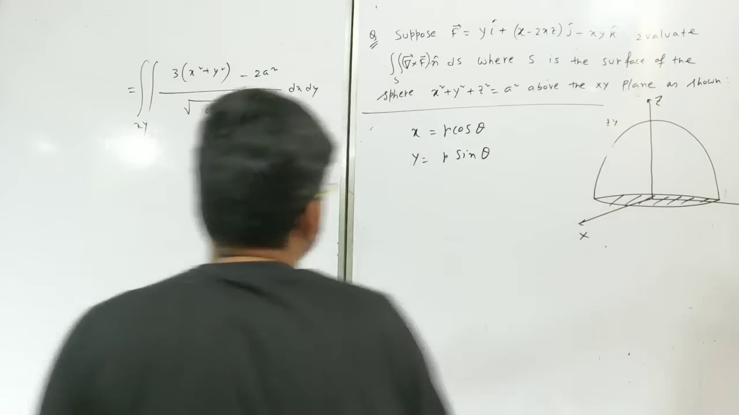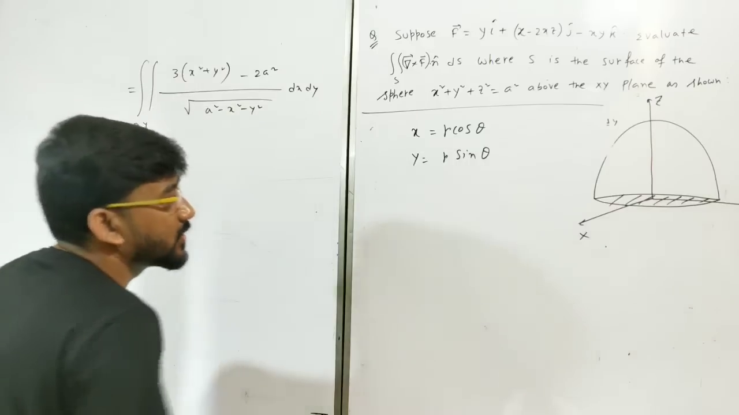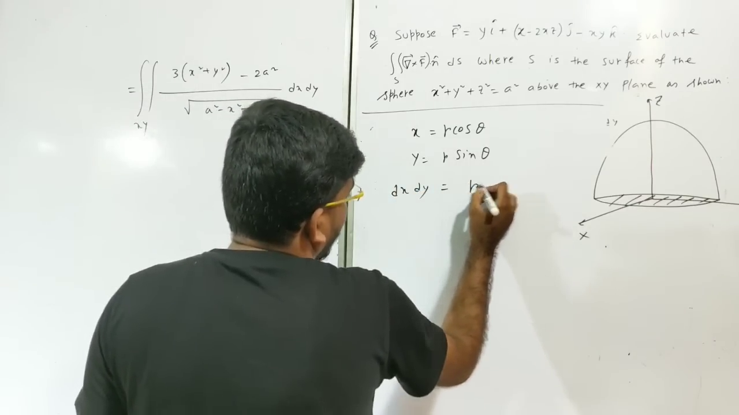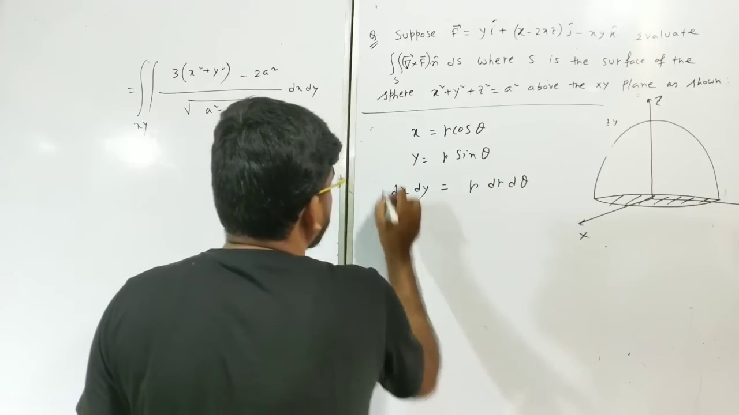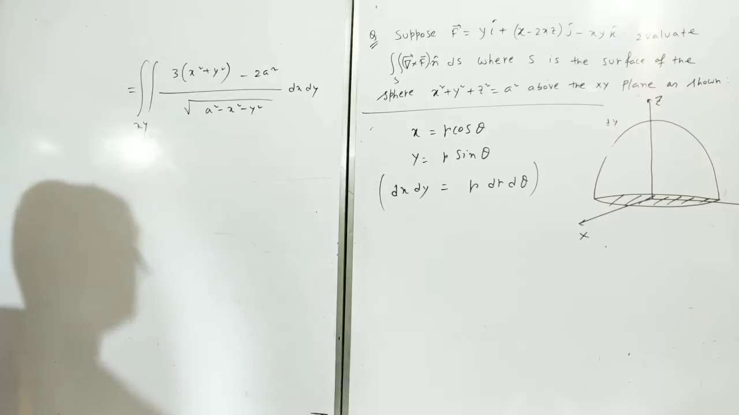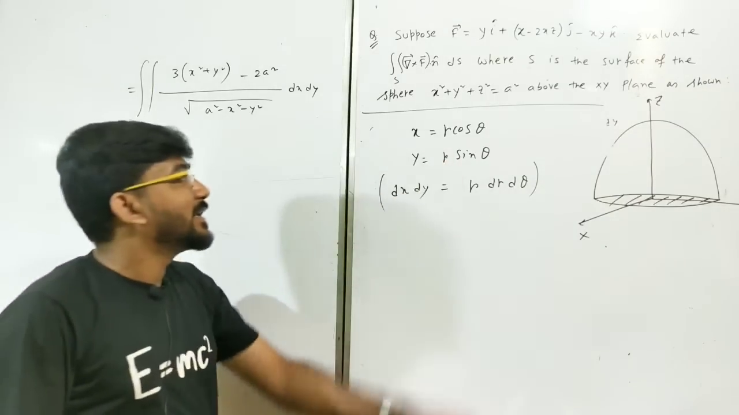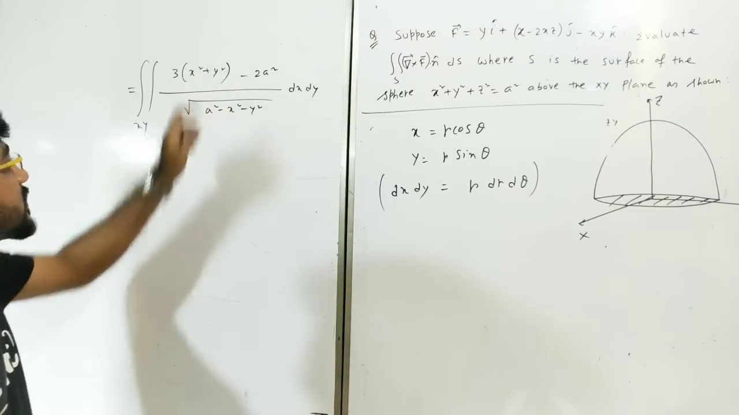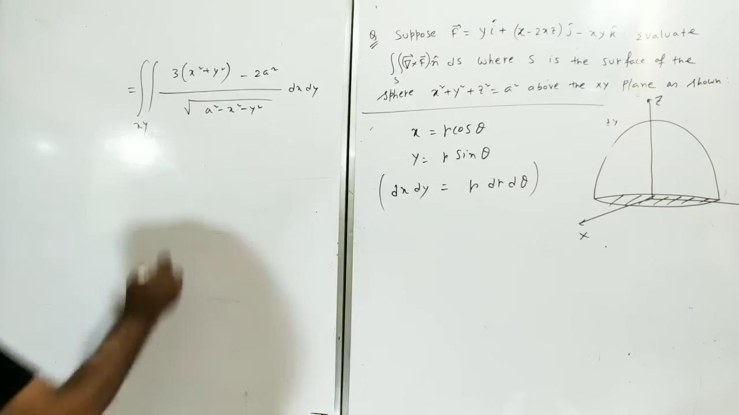So you know from the Jacobian, I have said earlier that in this case dx dy will be r dr d theta. We have discussed this when we discussed multiple integration. So we can put dx dy as r dr d theta, and we can put x as r cos theta and y as r sin theta, so it will be r square.